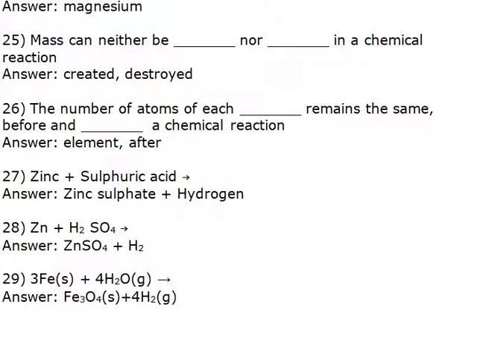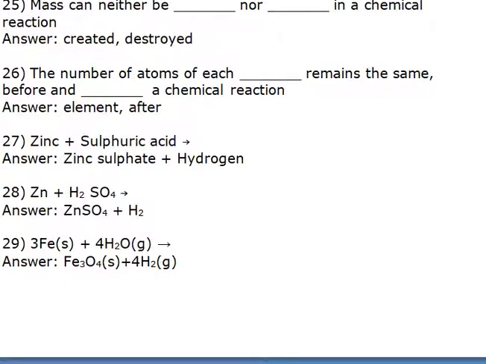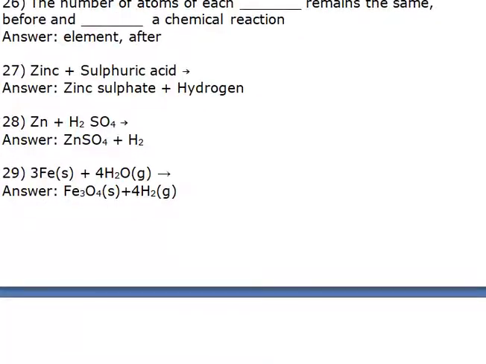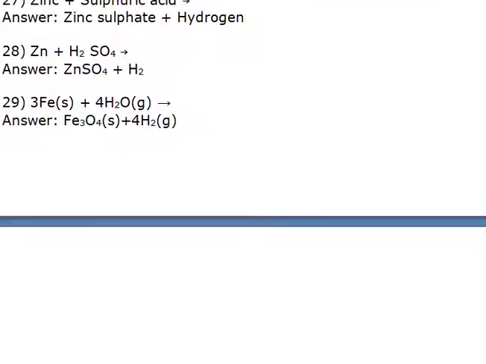Question number 27. Zinc plus sulfuric acid form zinc sulfate plus hydrogen. That's true. The answer is true. Question number 28. Zinc plus H2SO4 forms ZnSO4 plus H2. So 3Fe plus 4H2O(g) forms Fe3O4(s) plus 4H2(g).